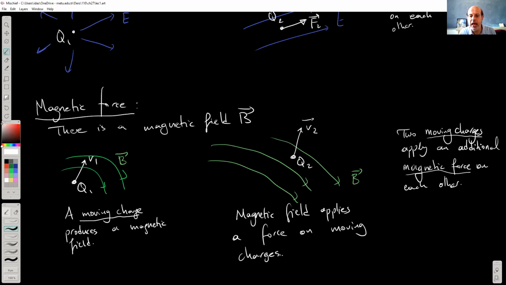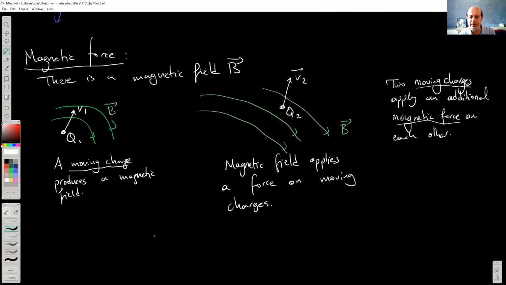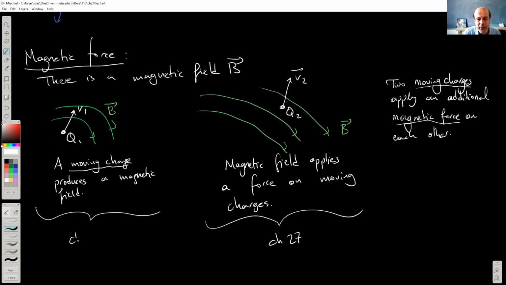So as a result, we have to think of the problem like this. And so as a result, we are going to separate the problem of discussing the magnetic field like that. So this chapter, chapter 27, is about the magnetic force, the force applied by the magnetic field on a charge.